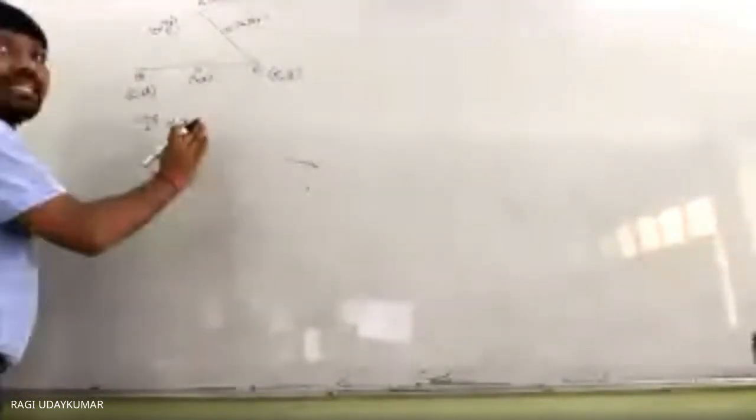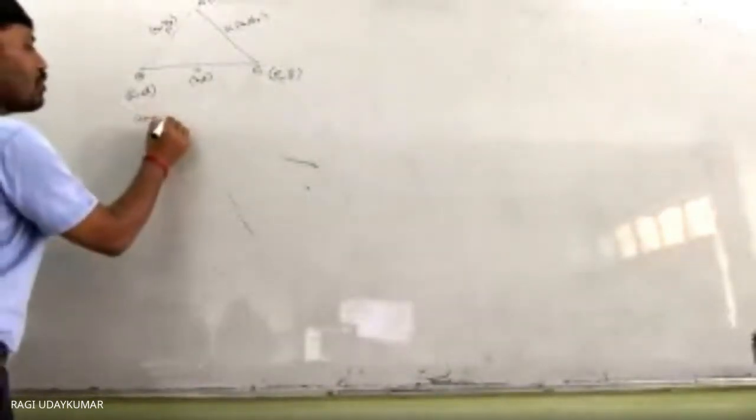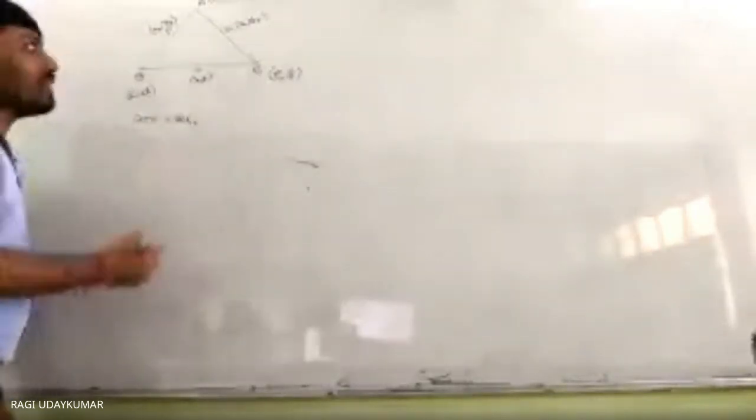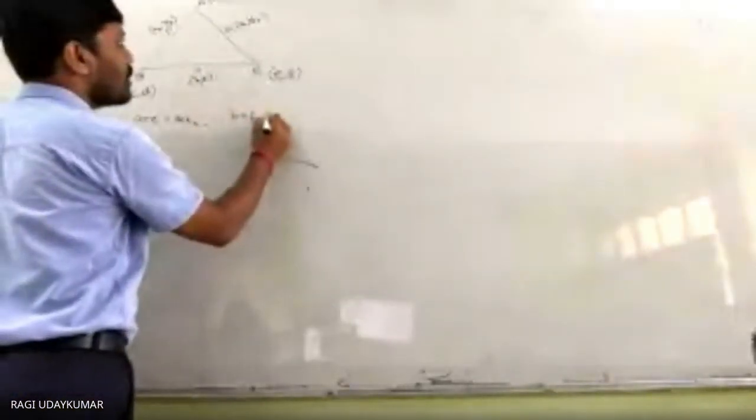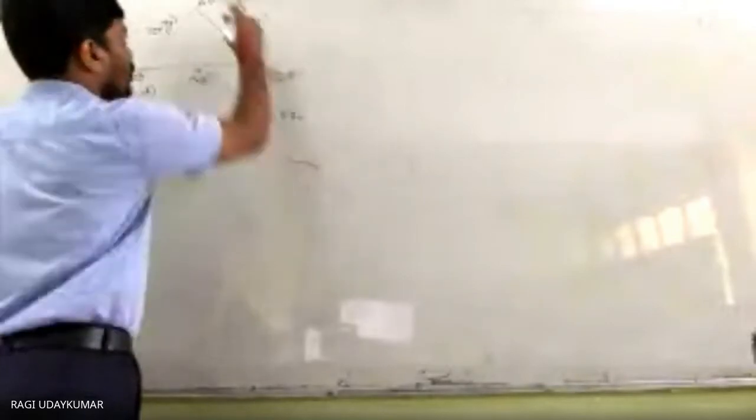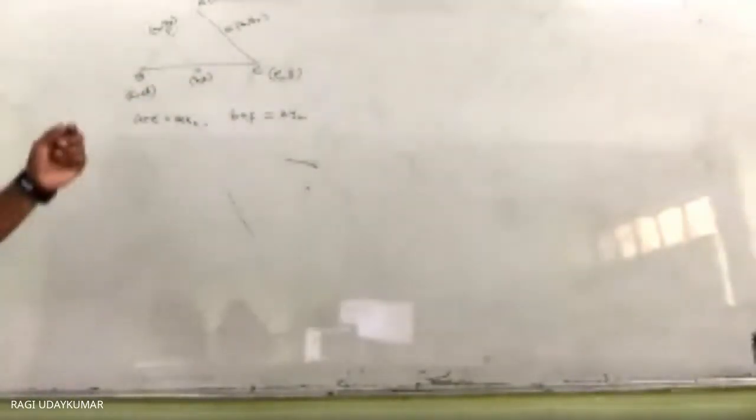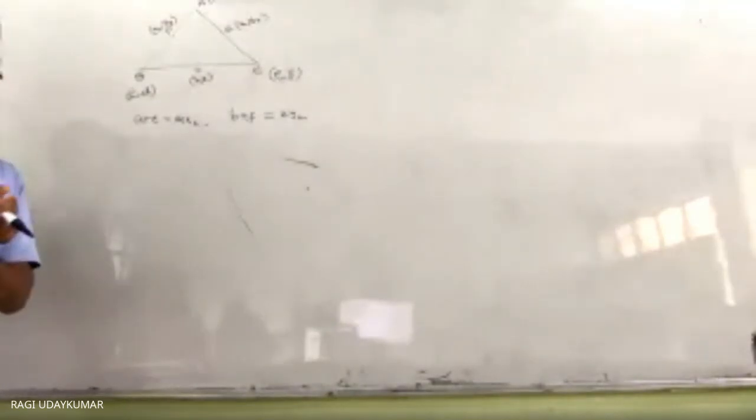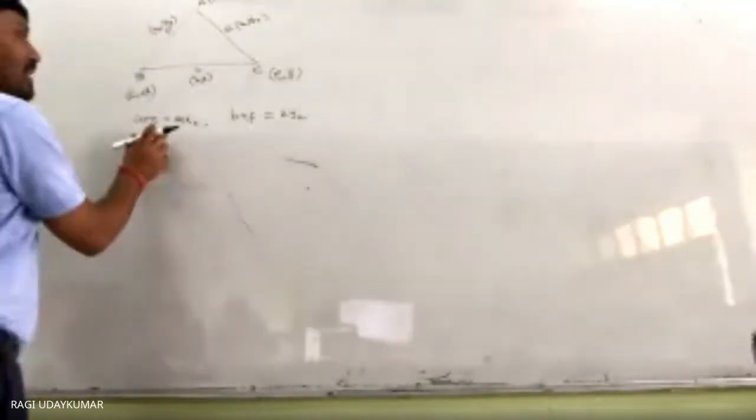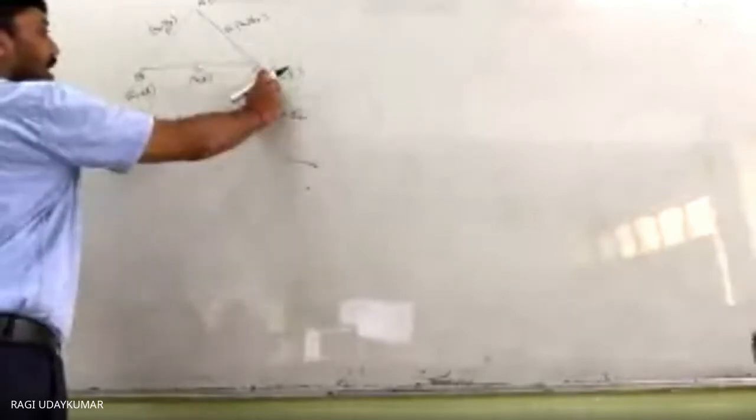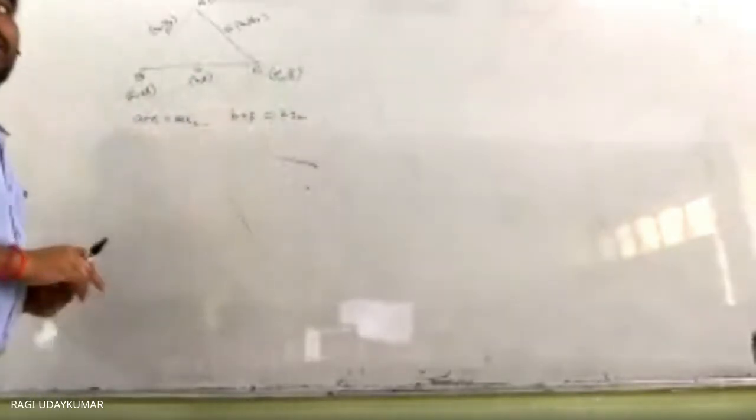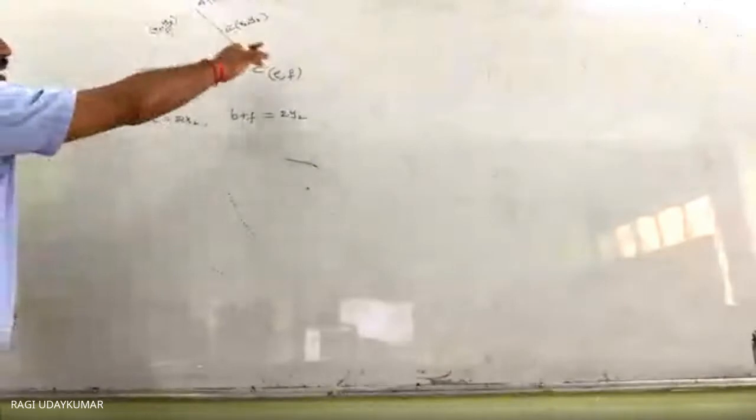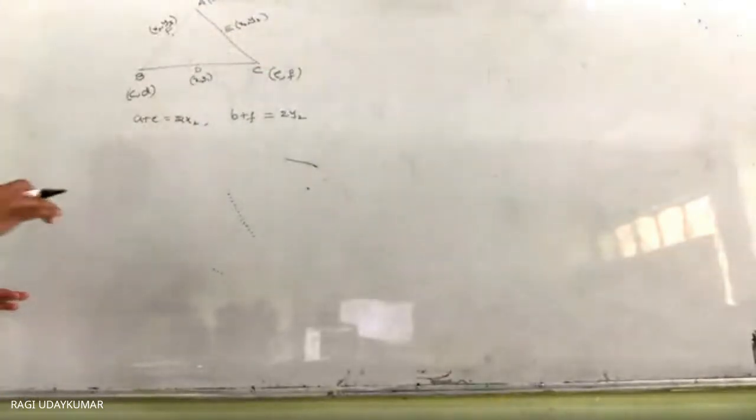x2. So from this, can I write it directly? A plus E is equal to 2x2. Directly, we'll write it as A plus E is equal to 2x2. Next, B plus F is equal to 2y2. We need to find out the A, B, C, D, E, F values. In the same way, you write the remaining midpoints.